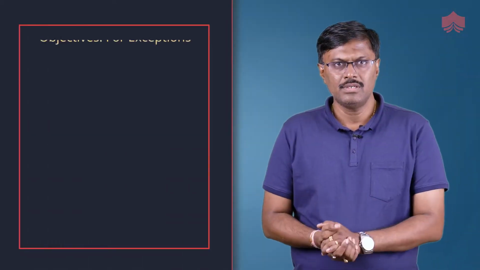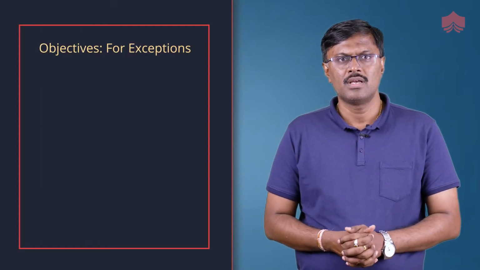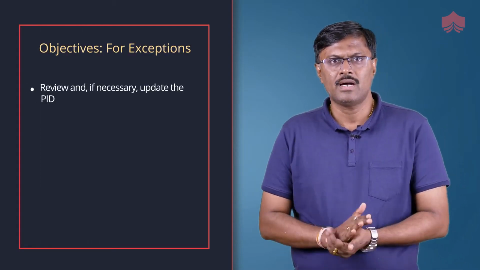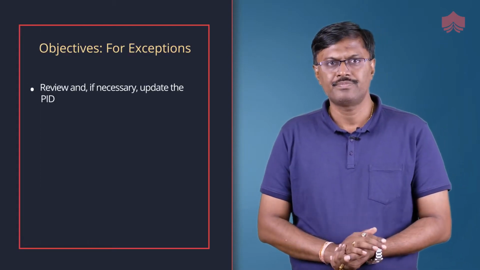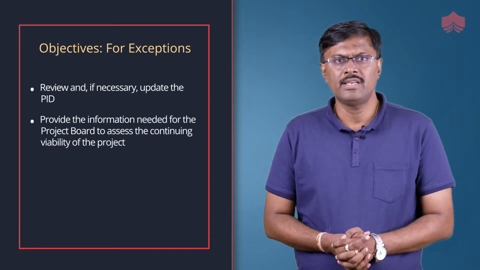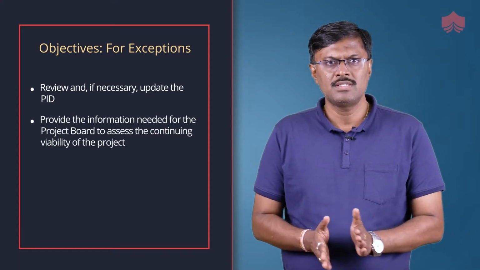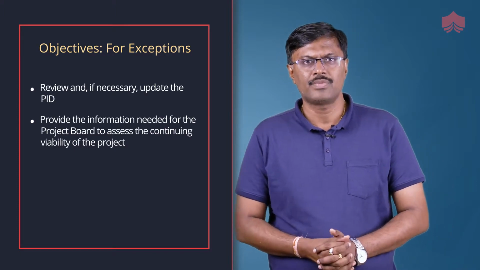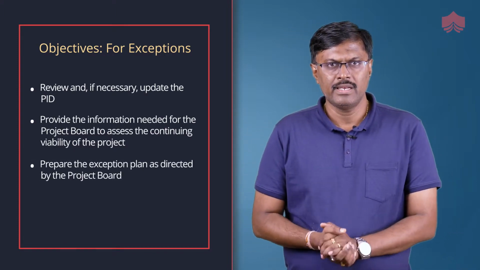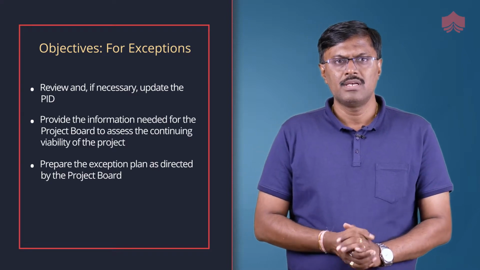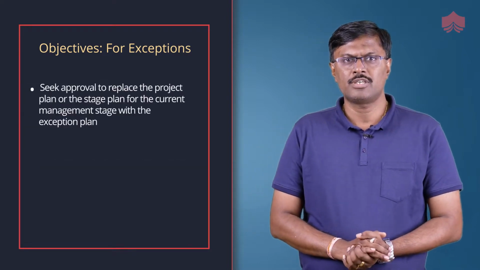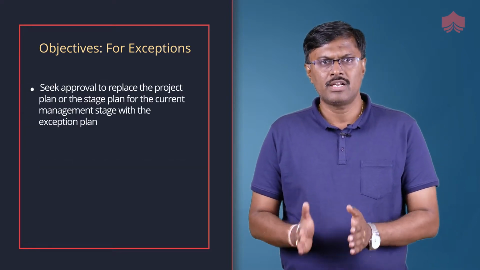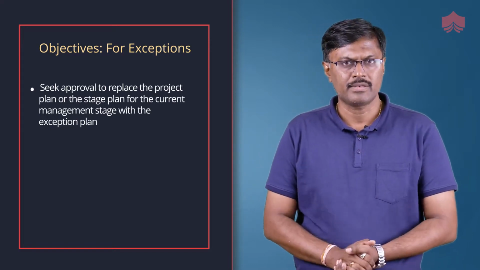So, during an exception, the managing a stage boundary process reviews and, if necessary, updates the PID, provides the information needed for the project board to assess the continuing viability of the project, prepares an exception plan as directed by the project board, and seeks approval to replace the project plan or stage plan for the current management stage with the exception plan.